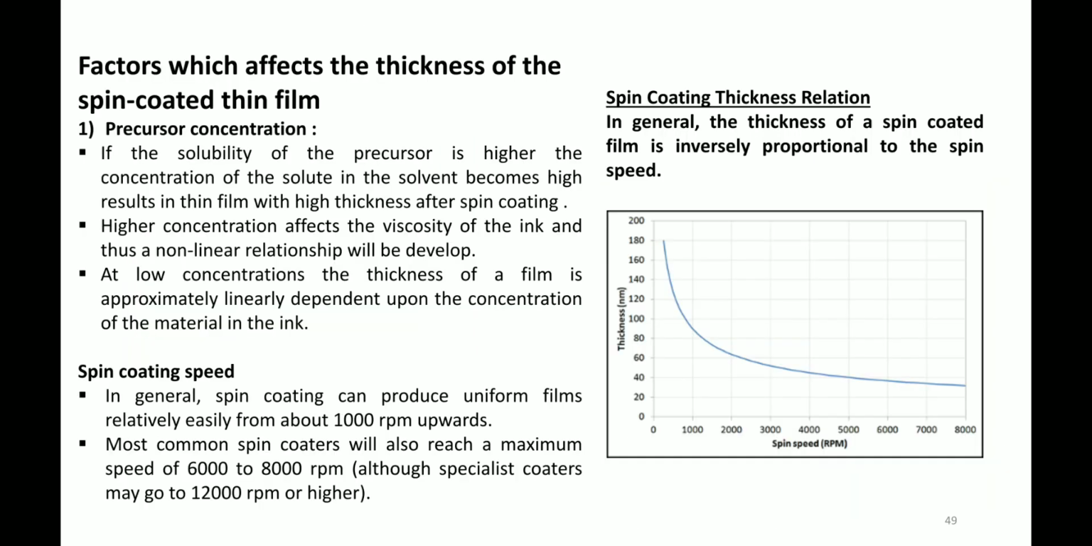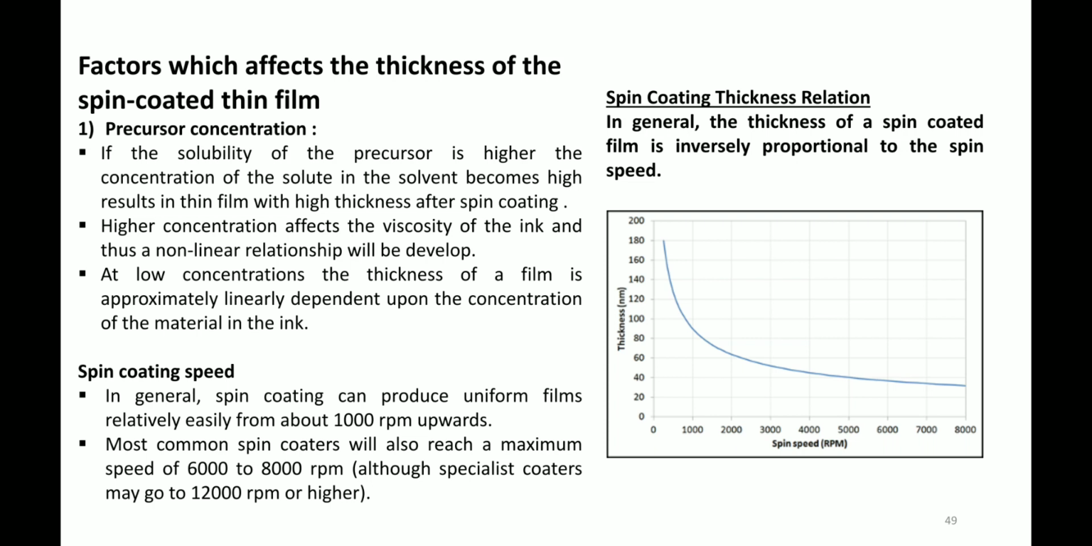Okay, so the next point is: which are the factors that affect the thickness of the spin coated thin film? Now you can imagine this; it is easy to understand. The first is the precursor concentration. This is easy to understand, because if the precursor concentration is high, then the thickness of the thin film is high. If the precursor concentration is low, then the thickness of the spin coated thin film will be low. So this is directly proportional to the thickness of the thin film.